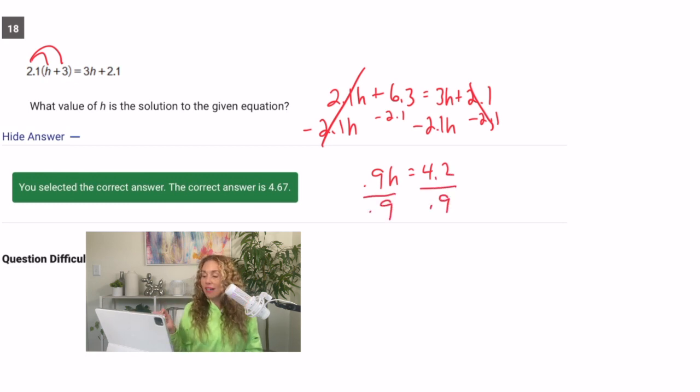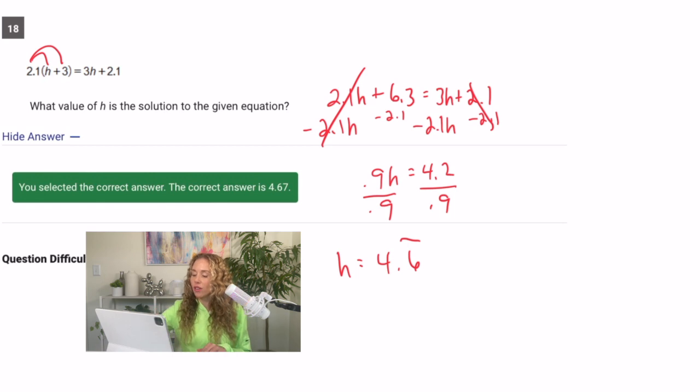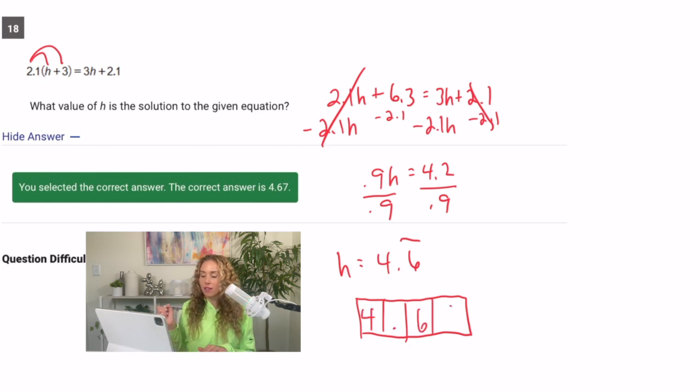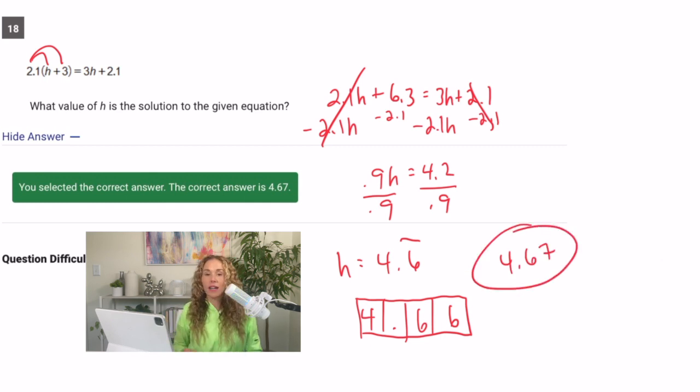And when you put that in your calculator, you end up getting h equals, it looks like 4.6 repeating. So on your test, according to the directions, there's 4 boxes. You have to fill them all in. So you could technically put 4.66, or you could round up and put 4.67, but you have to fill all the boxes. So that's 18.